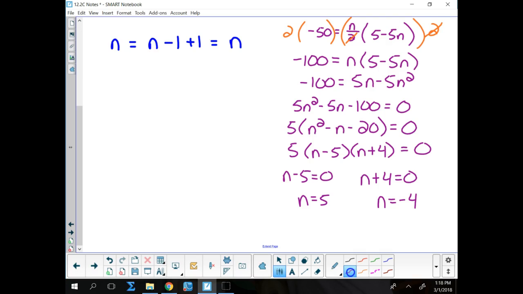Could divide both sides by 5 too, and get rid of it that way also. Okay? So do I have two answers for this problem? No, you need to plug them in. Do I need to plug them in?